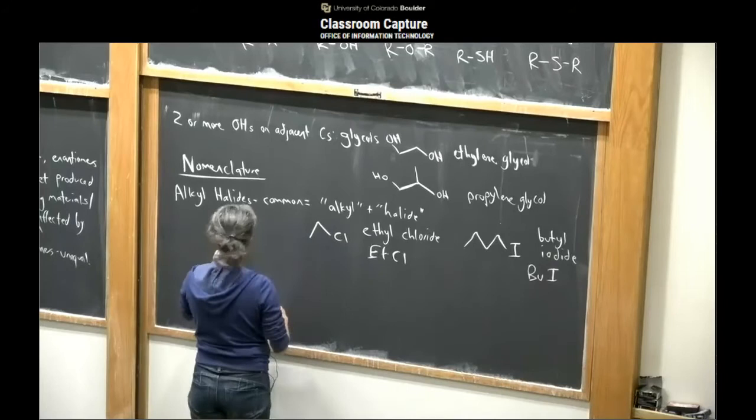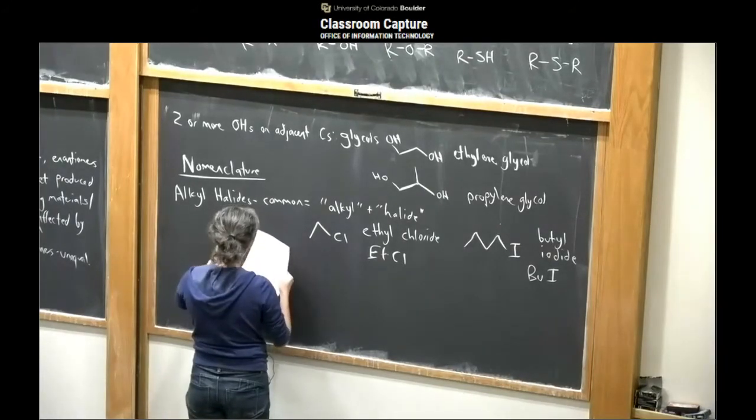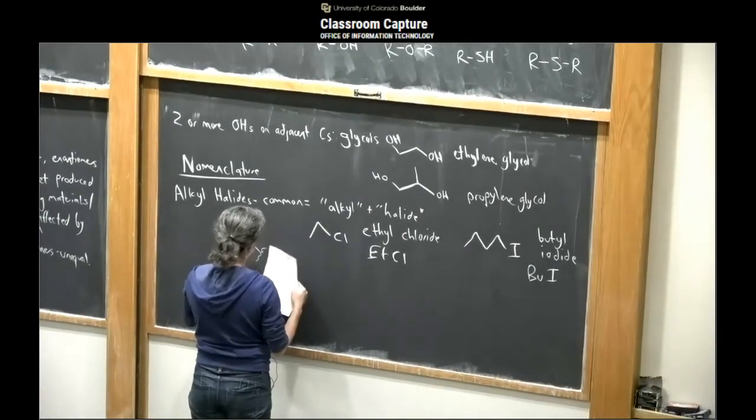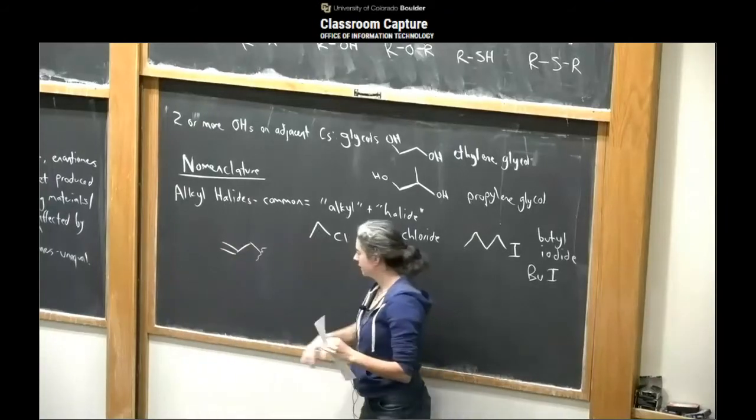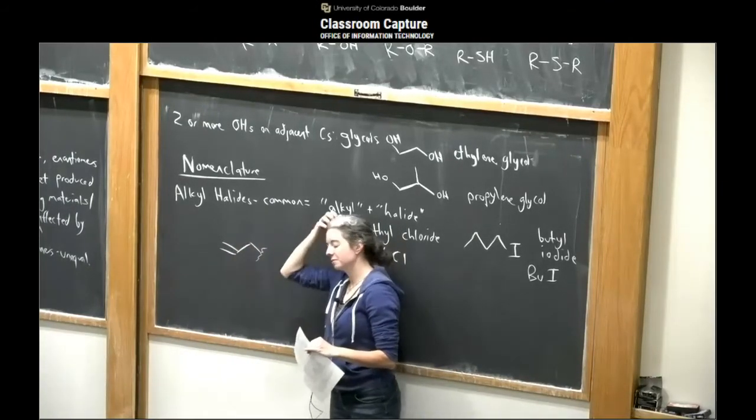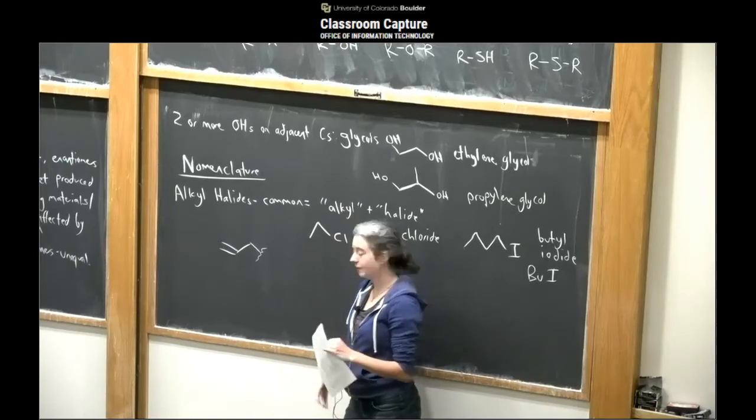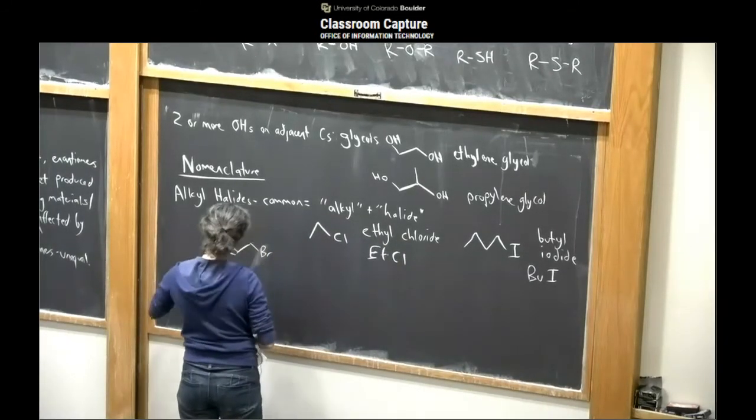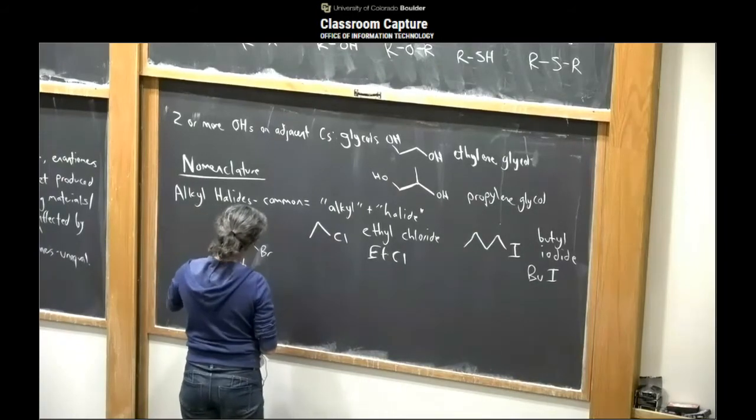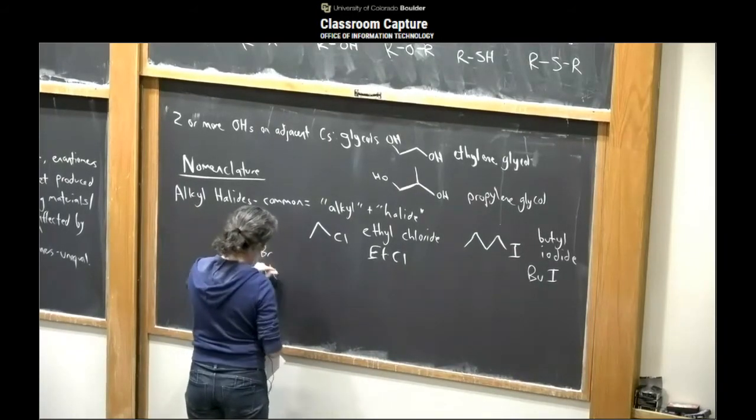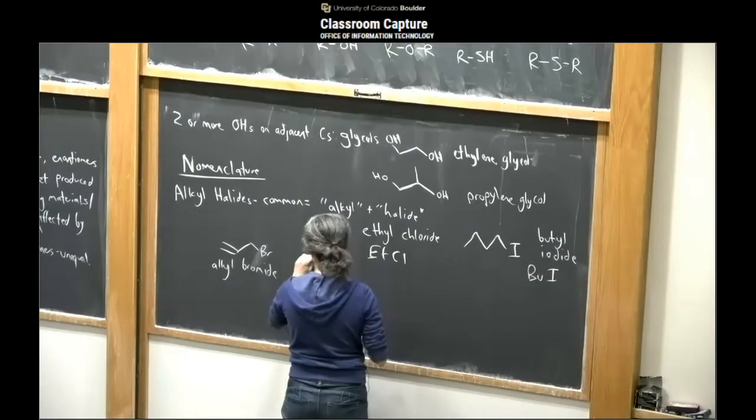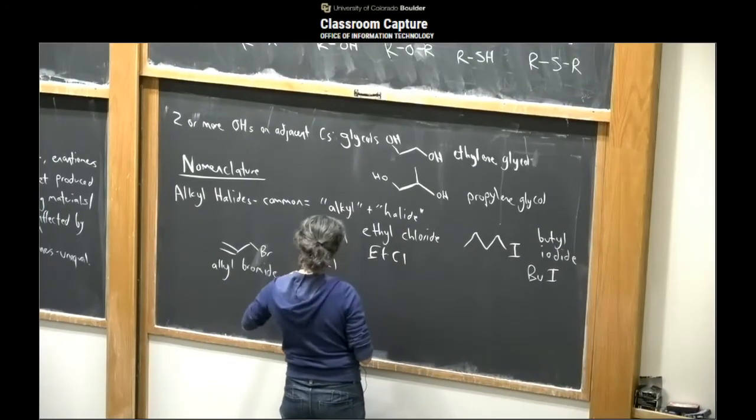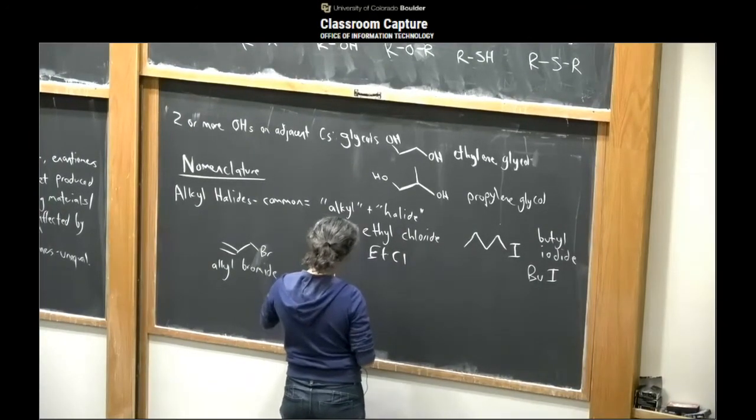We're also going to see a couple of the groups that got introduced during the alkenes chapter. What's the name of this group, if you guys remember? Allyl, yep. So I could do allyl bromide, or I could do vinyl chloride.